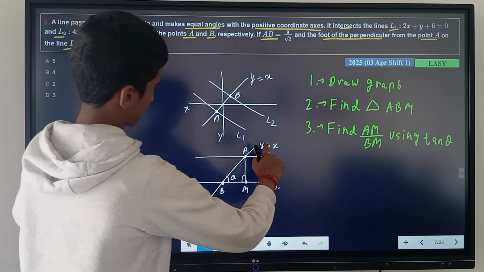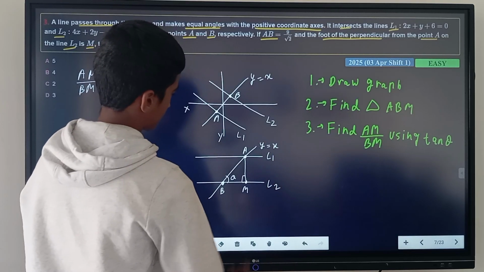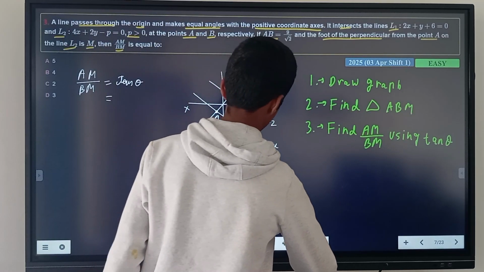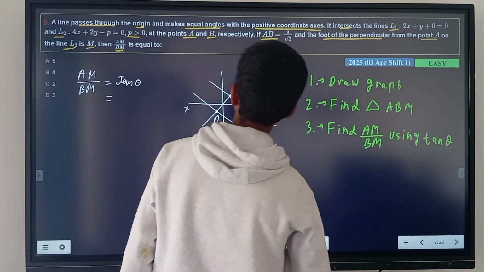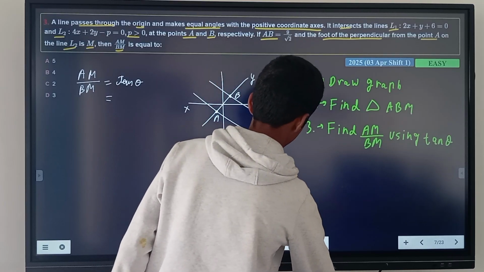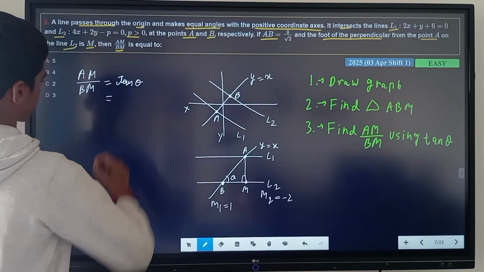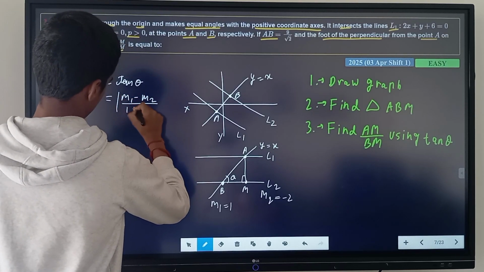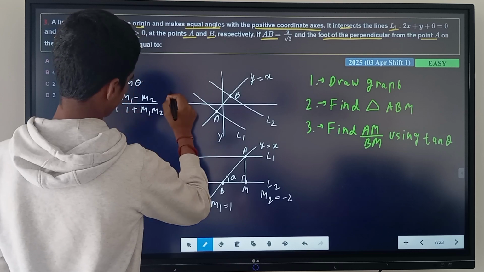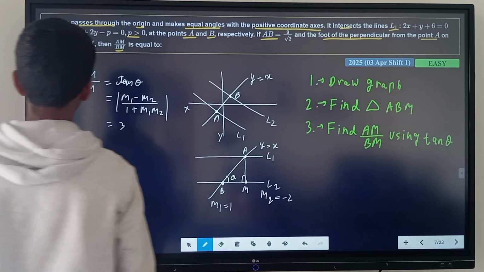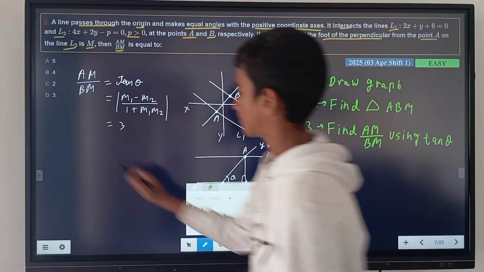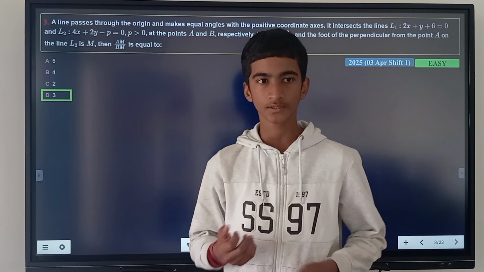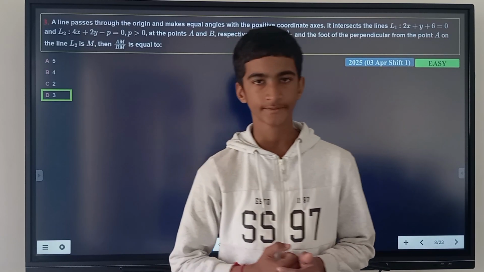Theta is the angle between y is equal to x and L2. Now the slope for y is equal to x, let's say is m1, which is equal to 1. Slope of L2 will be m2, which is equal to minus 2. From here we will get mod of m1 minus m2 upon 1 plus m1 m2. From here this is equal to 3. So our answer will be option D. And here is our solution, and we can see that our answer is correct.